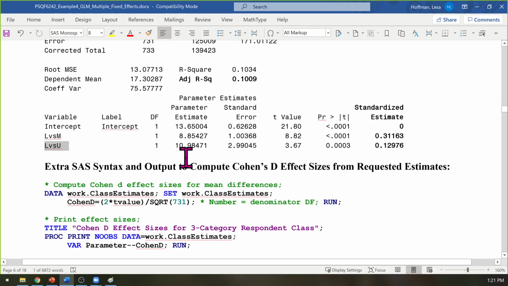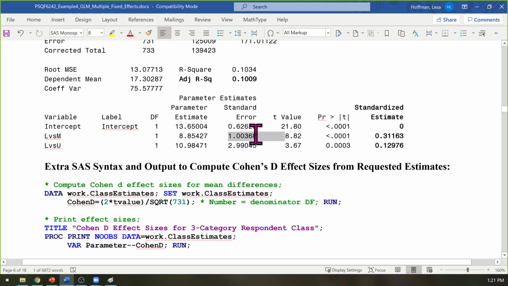Now, given that one is 8 and one is 10, is it surprising that the first one is stronger? So if we just look numerically, this slope is 8.8, this slope is almost 11, yet the standardized version is much higher for the slope that's numerically smaller. Now, why might that be? Group size? Yeah.